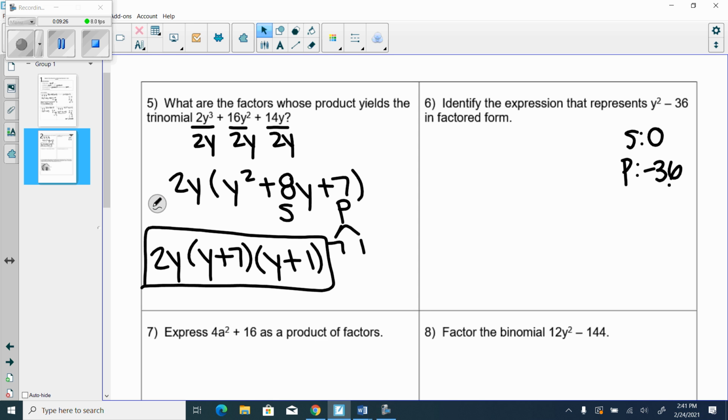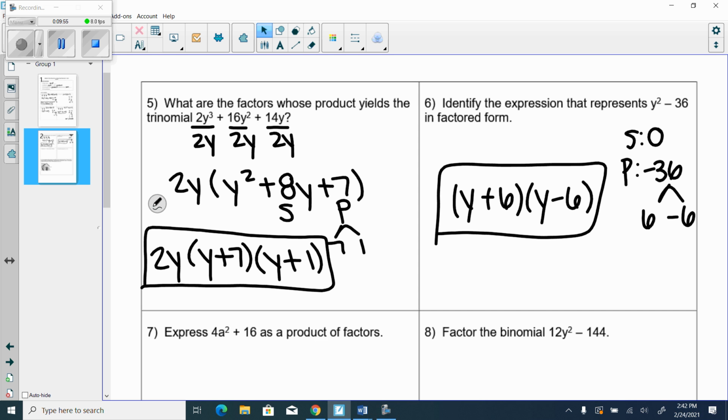Very good. So what's the only thing that multiplies to give us negative 36 and adds to give us 0? Right, and remember our trick for these. Our parentheses are always going to end up identical. Just one of them is a plus, one of them is a minus. So I'll have y plus 6 and y minus 6. Okay.